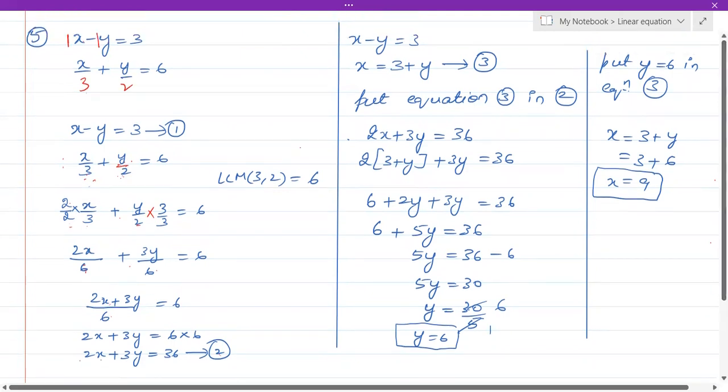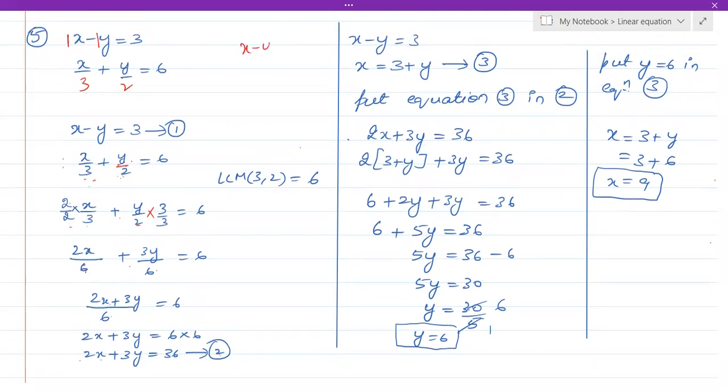Now we have got our equations 1 and 2. So what is our equation 1? x minus y is equal to 3. And our equation 2 on simplification is 2x plus 3y is equal to 36. Then we are going to follow the same procedure. What is that? Take the first equation, solve for x. As you can see, I have done it here. x is equal to 3 plus y, which is our equation 3. What should I do here? Substitute this equation 3 in equation 2. So as you can see, I have substituted here. On substituting, you will get the value of y. Once you get the value of y, you can find the value of x. So in this problem, we got to know that whenever the coefficients are rational numbers, first we have to take the LCM and simplify it.